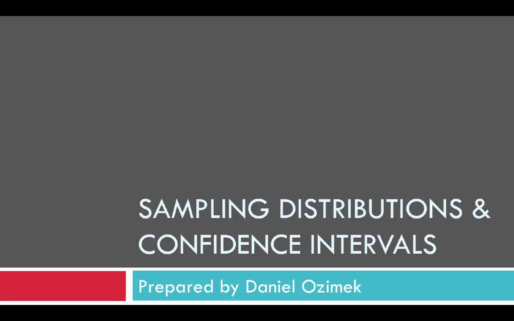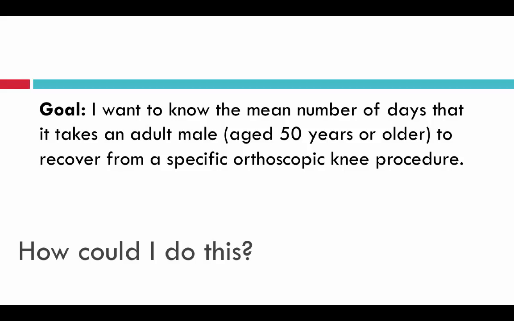In this video, I will be reviewing the concepts of sampling distributions and confidence intervals. Suppose I was interested in estimating the mean recovery time for a particular surgery for a given population. To make this easier, let's say I wanted to estimate the mean number of days that it takes an adult male aged 50 years or older to recover from a particular knee surgery, and let's use an arthroscopic knee procedure.